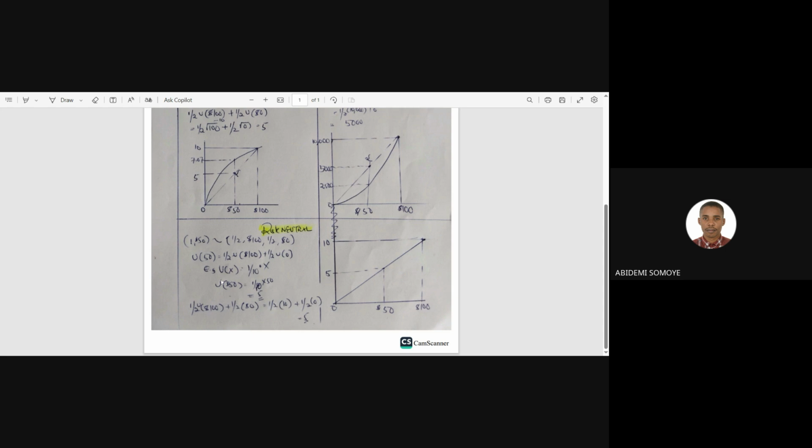You could see the utility if you play the lottery is as good as the utility if you don't play the lottery. You have the same, you are indifferent. What that means is that whether you play the lottery or you don't play the lottery, you will still get the same satisfaction from both. And you can see the graph, 10, 100, 5, and 50. You might need to practice it, by the way.